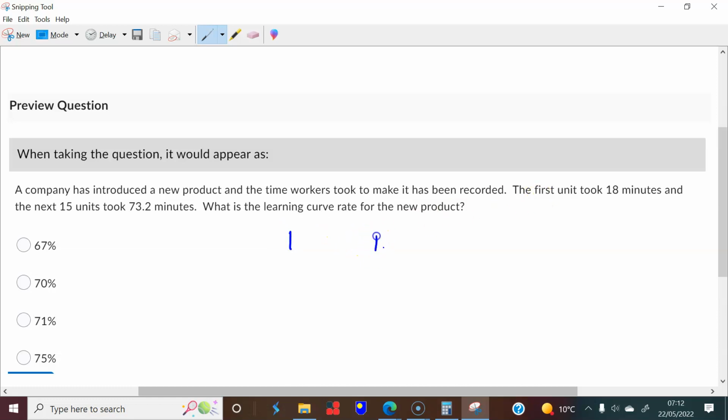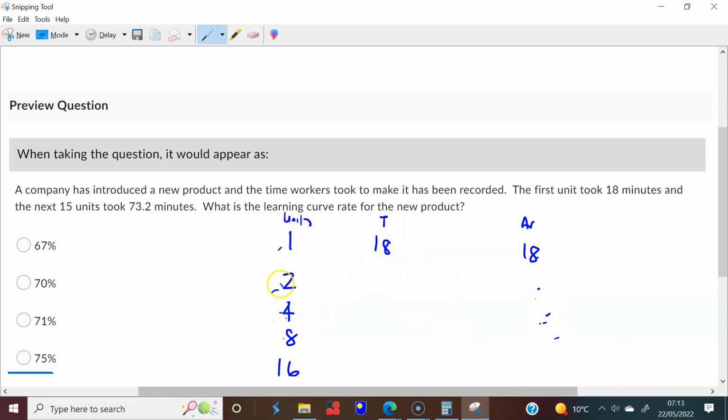in this case, it takes a total of 18 minutes. That's the total, and those are the units. And so the average, of course, must be 18. The question then says that the time it takes to make the next 15 units is 73.2 minutes. So hopefully you can see the link here with doubling, because what we're saying is that this goes 1, 2, 4, 8, 16. That's what we mean by double. Every time we double the number of units, this average time falls by a certain percentage. So we can find the average time in effect.